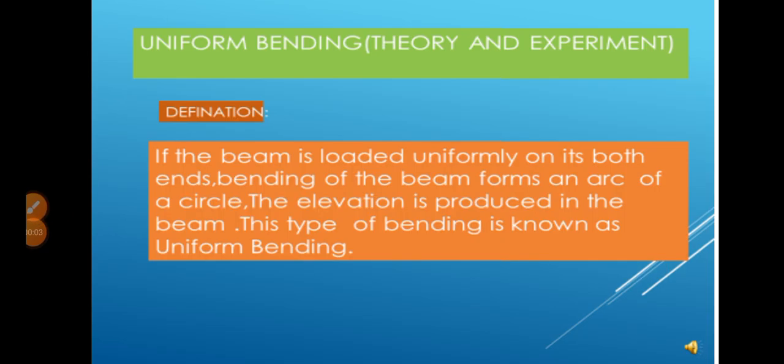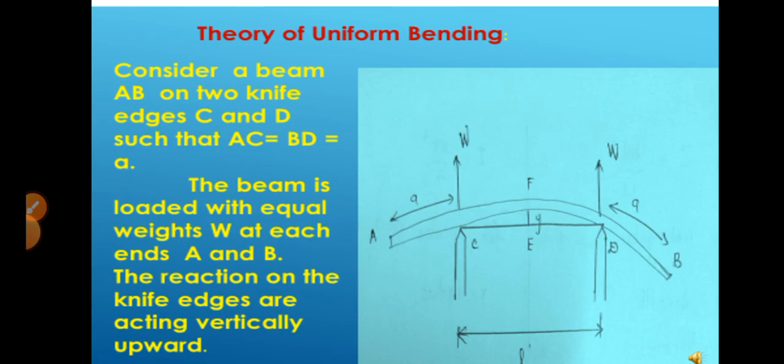So I'd like to explain about uniform bending. Uniform bending means here the beam is loaded uniformly on both its ends. The bending of the beam forms an arc of a circle, so the elevation is produced in the beam. This type of bending is known as uniform bending. So here we apply load on both sides, so the beam bends in the form of an arc. So it is elevated.